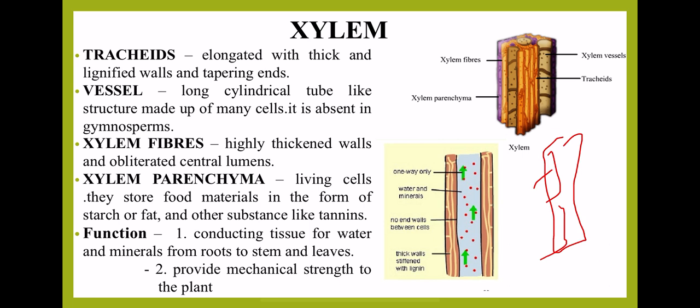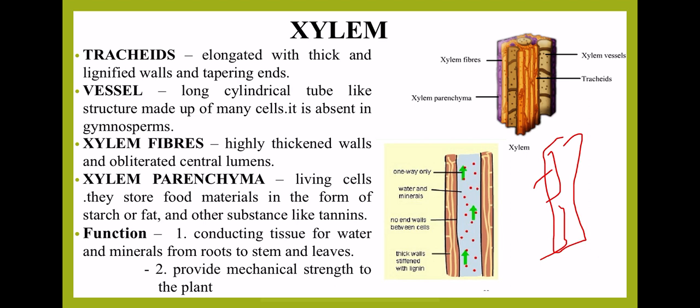Vessel is also a long cylindrical tube-like structure made up of many cells, and it is absent in gymnosperms. It is a peculiar character of angiosperms, so vessels are present only in angiosperms. The next type is xylem fibres, which have highly thickened walls and an obliterated central lumen. Xylem parenchyma, as the name indicates, is made up of parenchyma cells, that is, living cells. They store food materials in the form of starch or fat and other substances like tannins. The main function of xylem is conducting water and minerals from roots to stem and leaves, and it provides mechanical strength to the plant.